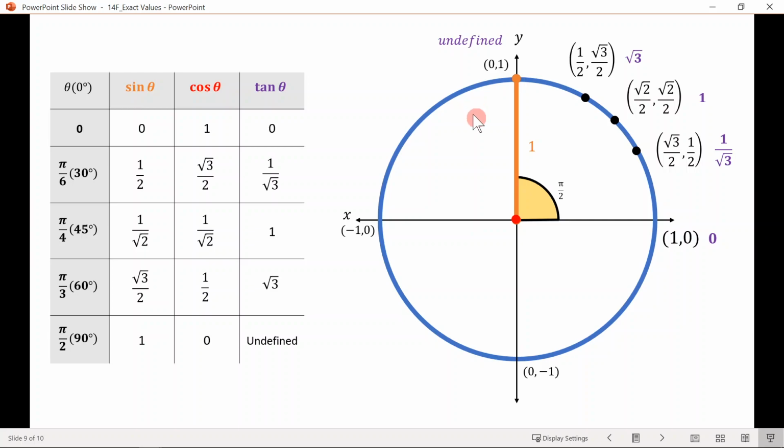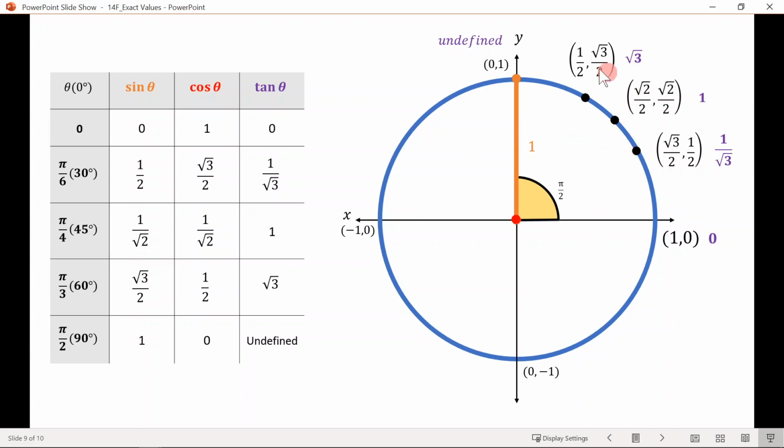So our tan here is undefined. So we have just covered the exact values for the first quadrant, but obviously each of our quadrants have their own exact values. Now what we're going to learn very soon is that it's really useful if you can commit to memory the exact values for the first quadrant, because then the rest of the exact values can just be found using our symmetry properties.